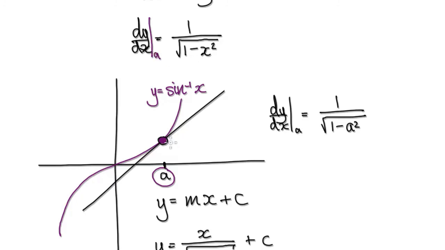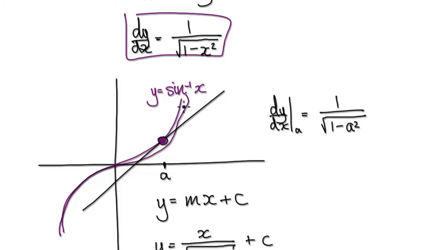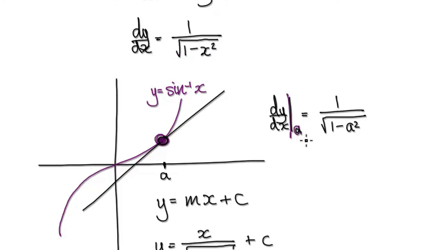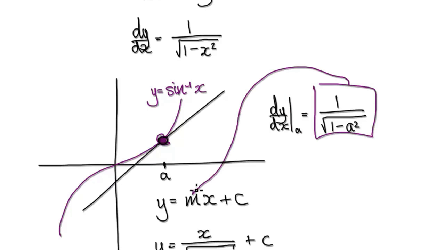So if we want to know the gradient right here, we will need to put A into here. This thing here allows us to work out the gradient anywhere along here, but because we want to know the gradient right here, we need to evaluate it at A. So evaluating at A, you put A into here. So that will then take it to here. So the gradient right here is given by this thing here.